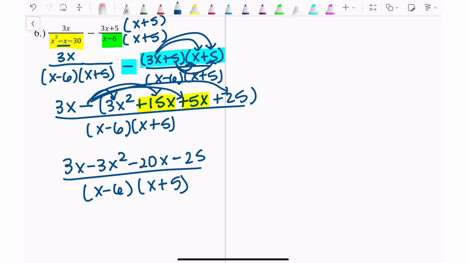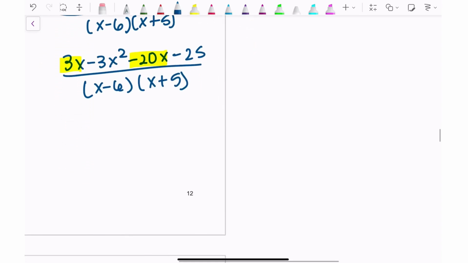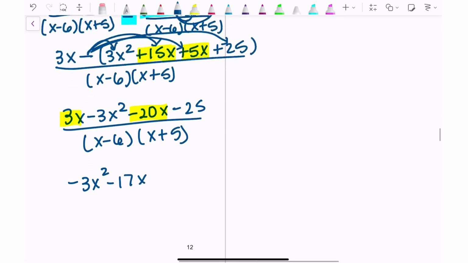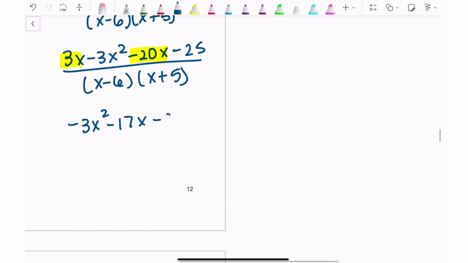And then I'm going to combine any like terms. So I've got a 3x and a negative 20x. And so lastly, I would have negative 3x squared minus 17x minus 25 over x minus 6 times x plus 5.